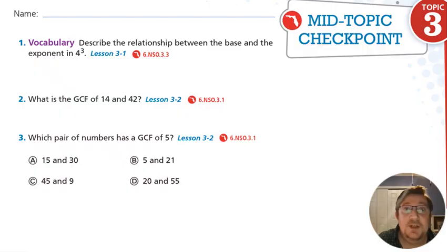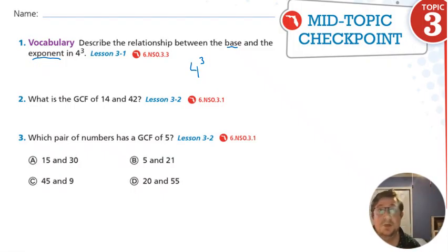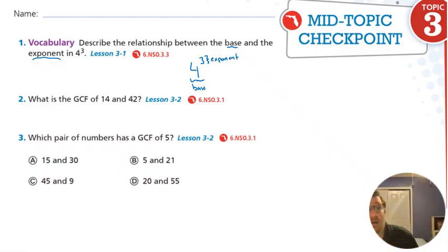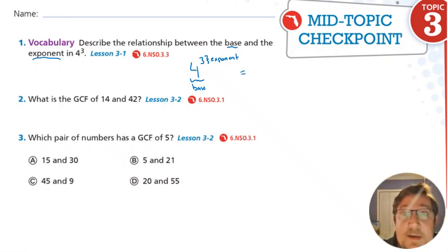It says, describe the relationship between the base and the exponent in 4 to the power 3. First, remember that the number that's being multiplied by itself is the base. And how many times it multiplies itself is the exponent. So that's pretty much the relationship. The exponent tells you how many times the base multiplies by itself. So if I have 4 to the power 3, that means I take the base 4 and I multiply it by itself 3 times.